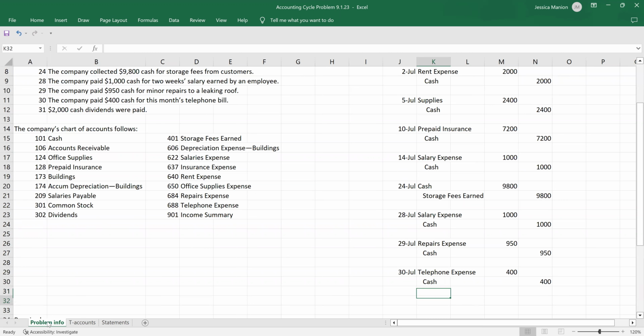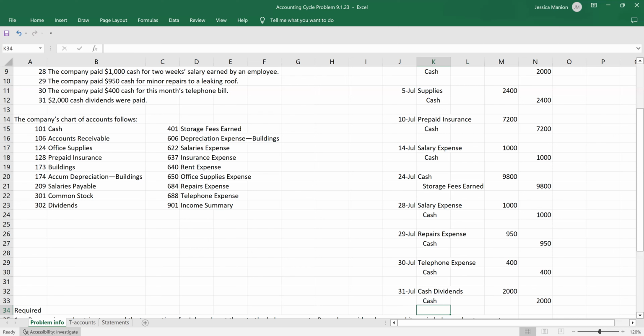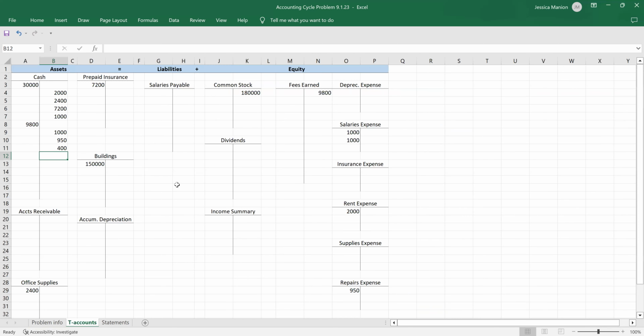All right, and one more, July the 31st. 2,000 cash dividends were paid, so we're going to debit cash dividends, 2,000, credit cash, 2,000. All right, we go back here to our T accounts. We got a debit to the dividends, credit to the cash.